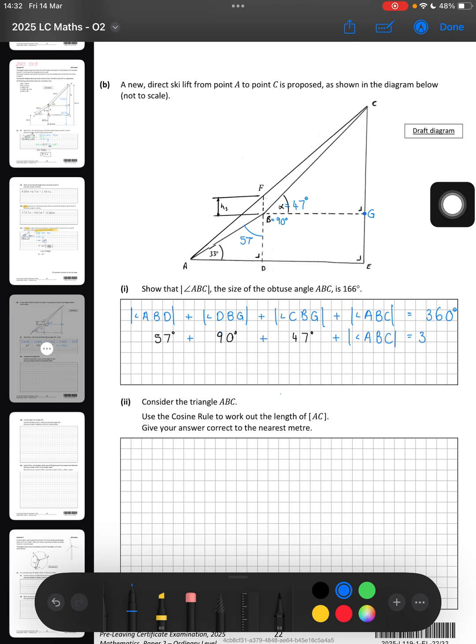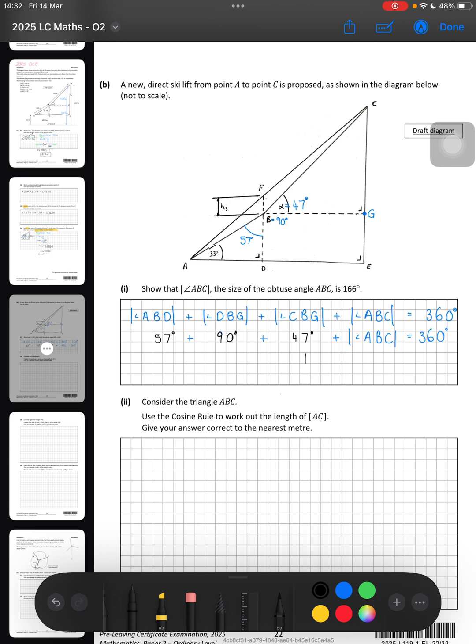Okay, so what I'm going to do is I'm going to spot there that I can take all of these away. So 57, 90 and 47. I'm going to take all of them away. Well, I can add them all together and then take them all away from the 360 to get the angle ABC on a side by itself. Okay, so if I add all them together, I get 194.